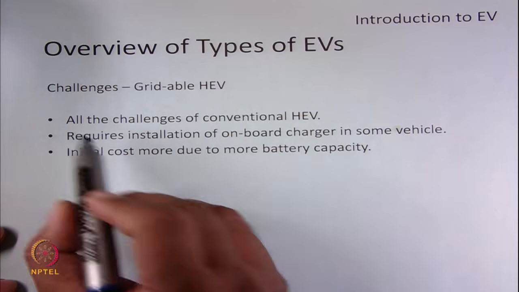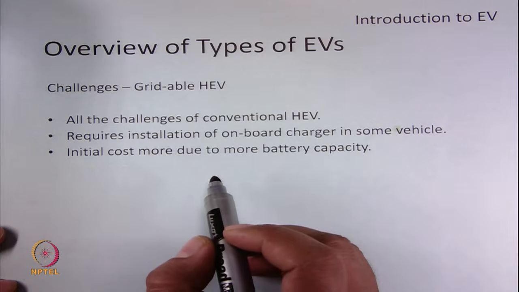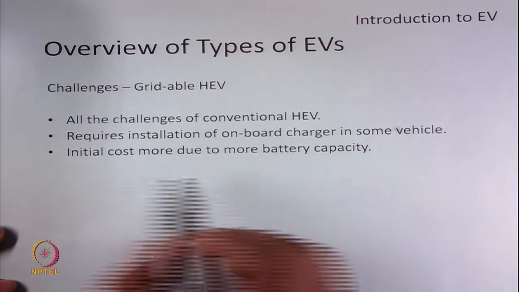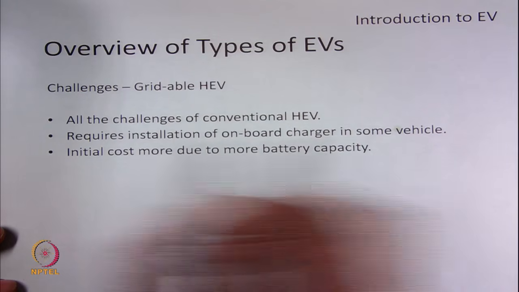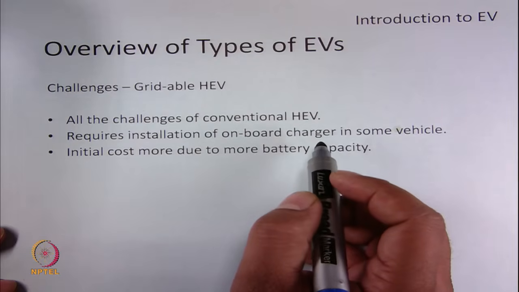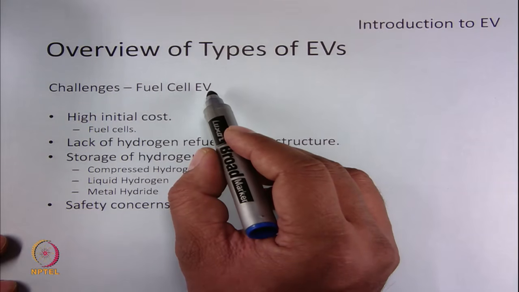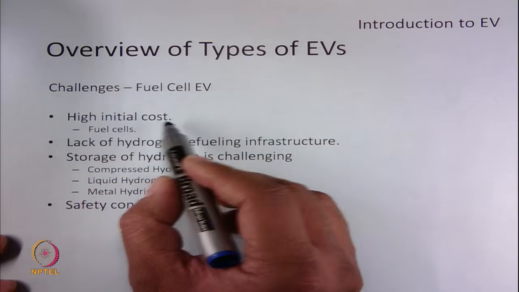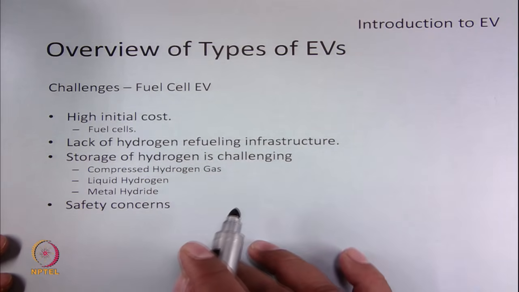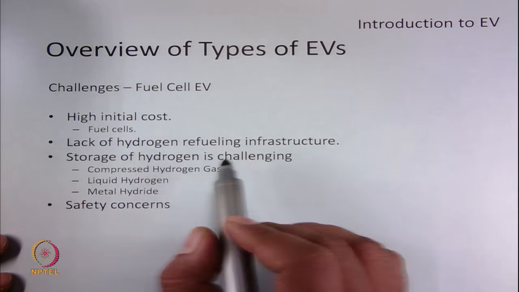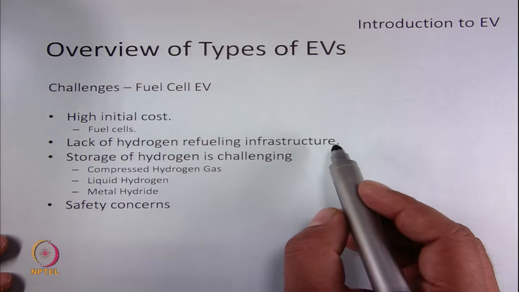Pluggable HEV faces all the challenges faced by a conventional HEV that we have seen. It is more costly since it requires more battery capacity. In some vehicles, it requires installation of onboard chargers also. A fuel cell electric vehicle requires a very high initial cost, since the cost of fuel cell is very high. It also suffers from a lack of hydrogen refueling infrastructure, since it is not commonly available.